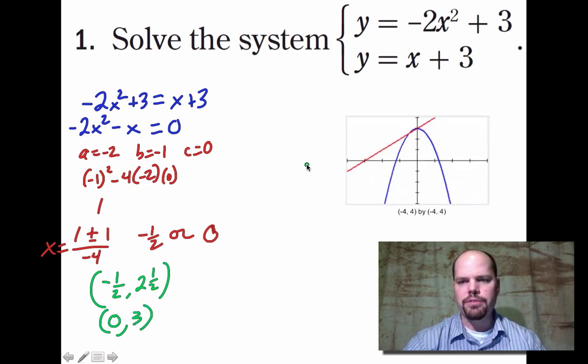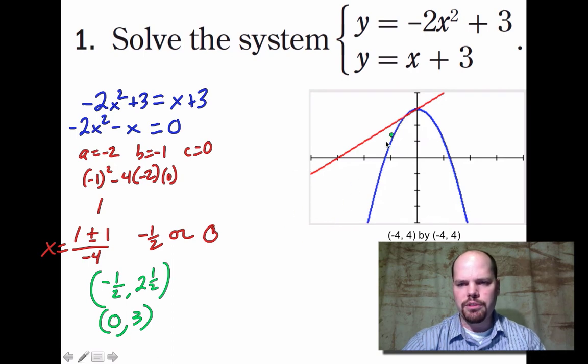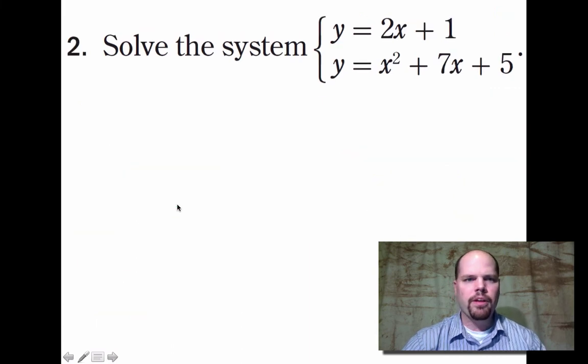If you graph this, here's what your graph would look like, and you'd be looking for these intersection points. These intersections are our solutions. This one should be negative 1/2 and 2.5, and this one here should be 0, 3, which matches up with the work we did by hand. All right, another one.